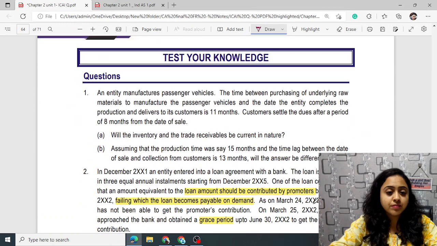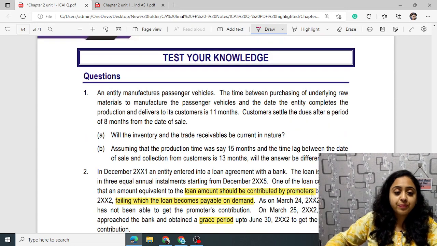Now comes test your knowledge. You have to try this on your own as well. If you are preparing for the exam, then you have to go through these questions and answers and carefully look at the answer writing pattern.